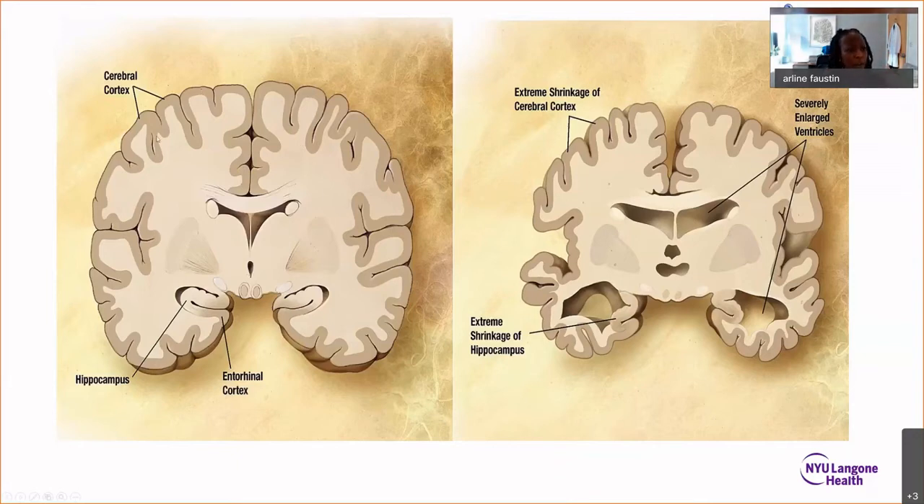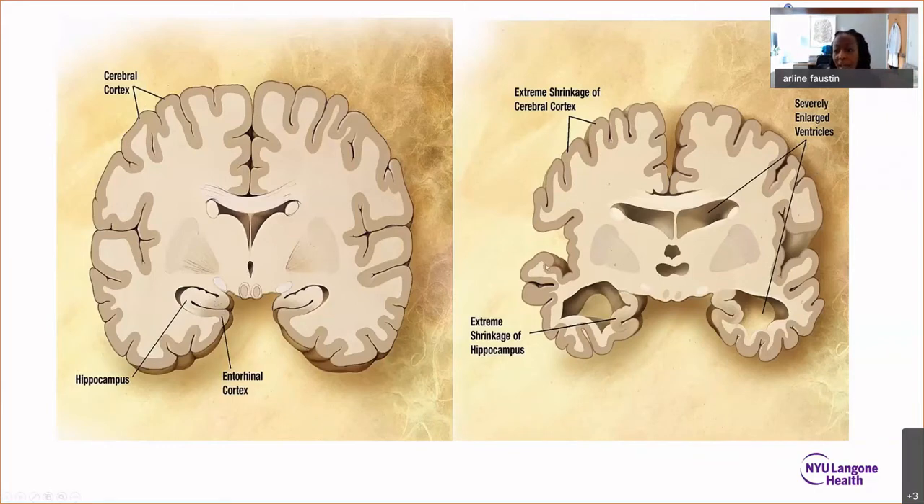Here are our gyri, which I've been showing you throughout. Here in the middle is the lateral ventricle, where you'll have some cerebrospinal fluid flowing through. And here in the medial aspect of the temporal lobe is your hippocampus. This little guy is in charge of our memories, okay? So here it is right here in a healthy brain.